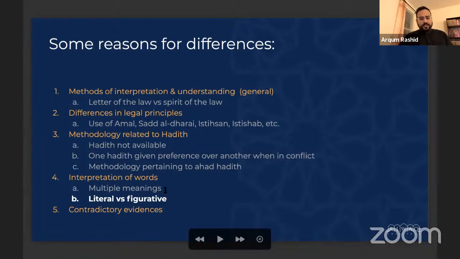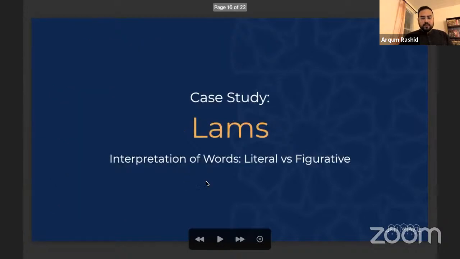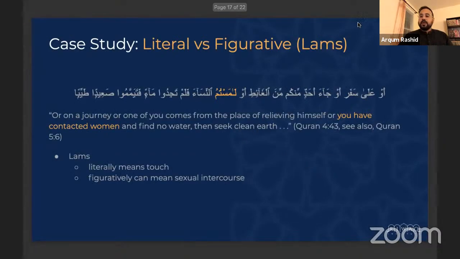So interpretation of words, we just did the multiple meanings, right? The word quru. Now let's look at literal versus figurative meanings. Case study of lamps. Interpretation of words, right? Now we're going to compare it. This is the ayah of the Quran: oh ala safarin, oh ja'a. Obviously it doesn't start oh ala safarin. It's just the portion I cut out.